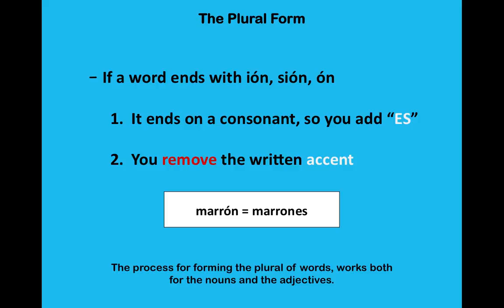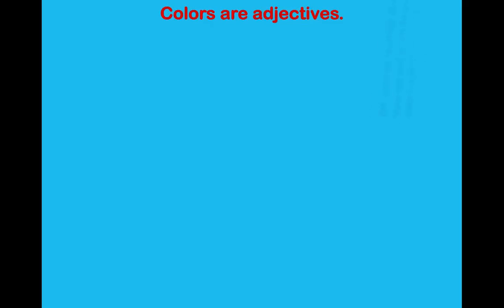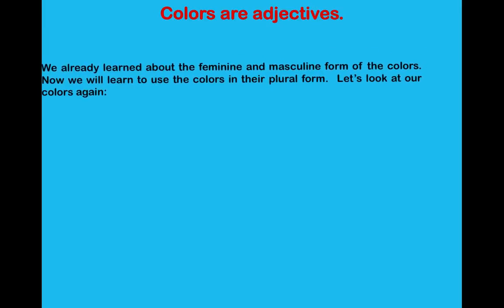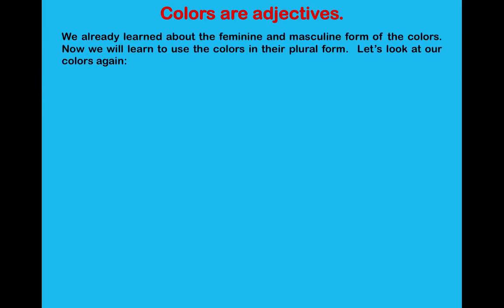The process for forming the plural of words works both for nouns or adjectives. We follow the same pattern. Colors are adjectives. We learned about the feminine and masculine form of the colors. Now we will learn how to change these colors from their singular to their plural form so they're in agreement with the noun. Let's look at the colors again.